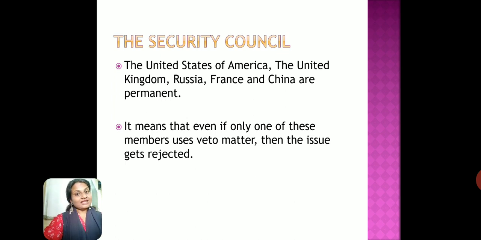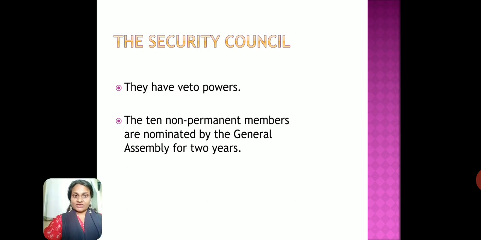So what does that mean? You have the right to vote, where you are giving your vote and saying yes or no to a certain issue or matter. But a right to veto is where you completely say no or reject an issue and it is just not considered any further. No other member country has the right to interfere there. Alright. So that's the right to veto.